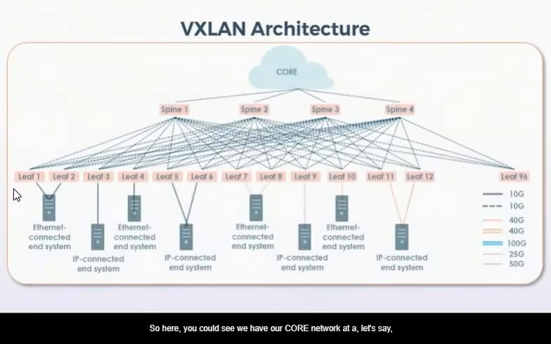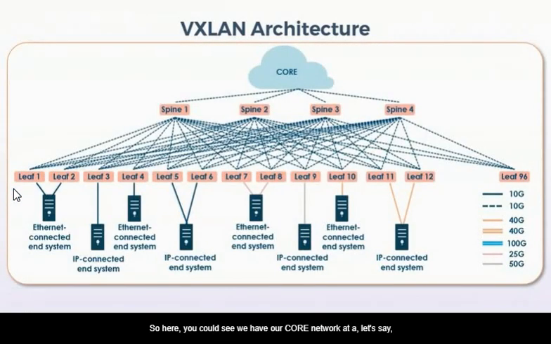So here you can see we have our core network at a, let's say, AWS data center, and the architecture now is broken down into spines, and each one of those spines will have leafs. And notice that these leafs, we go up to 96 leafs. So a VXLAN can support millions of virtual networks for customers using this new technology.